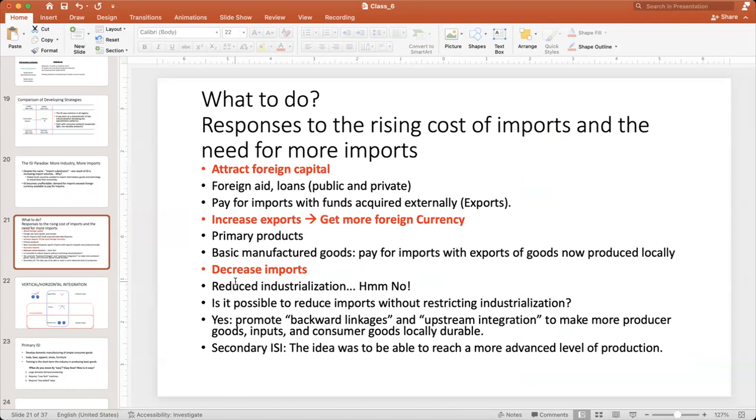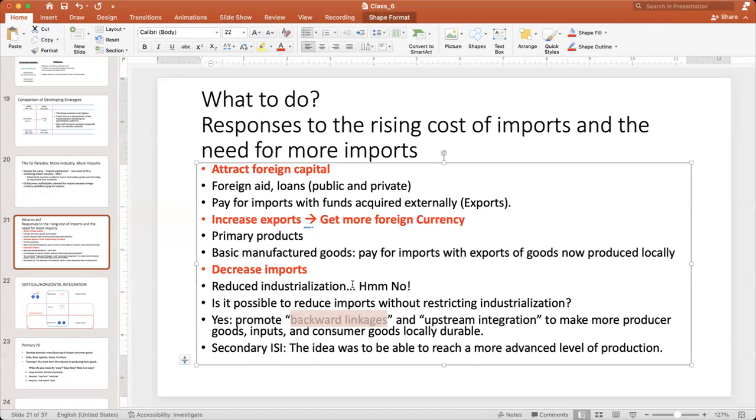So that could be our third possibility, which is decreasing imports. However, if we are going to decrease imports because they are very costly, we're going to reduce industrialization, and this is not a possibility because at the end we want to industrialize our country. So is it possible to reduce imports without restricting industrialization? And the answer is yes, by promoting something that is called backward linkages.